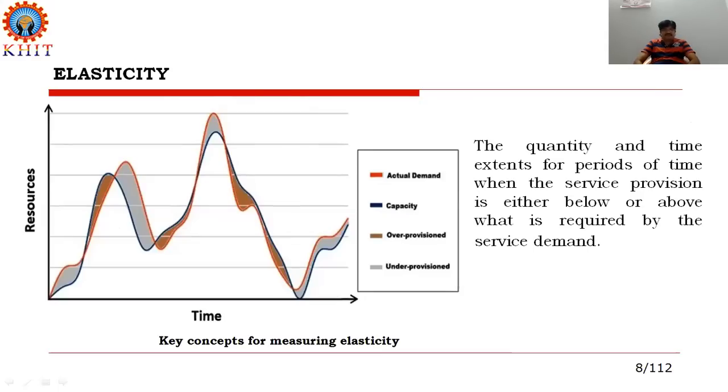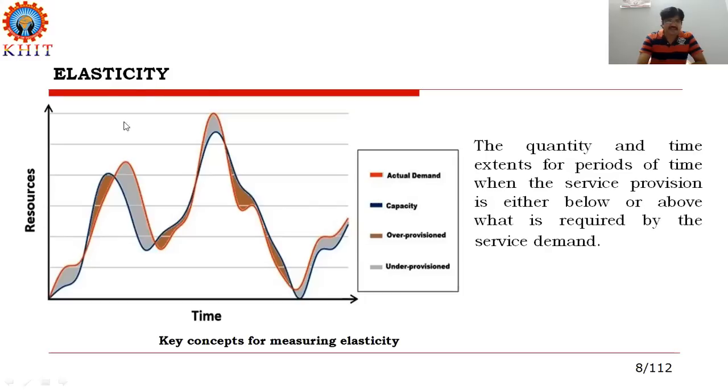Now we will discuss elasticity. As we discussed elasticity in the last slide, we will now consider a pictorial graph of how elasticity works. Let us consider the graph. Here the graph has four different measurements. The curve for actual demand is red, the capacity is measured in blue, and over provision is another one, and under provision is another one.